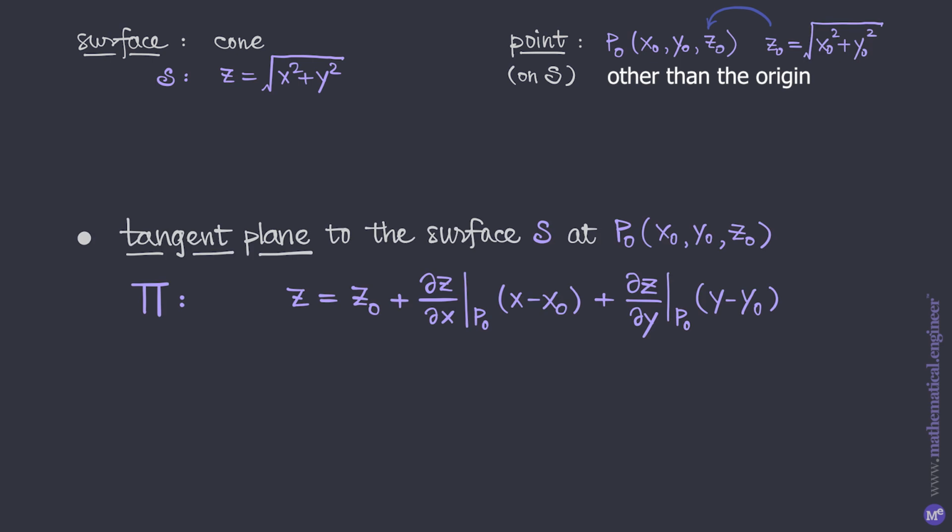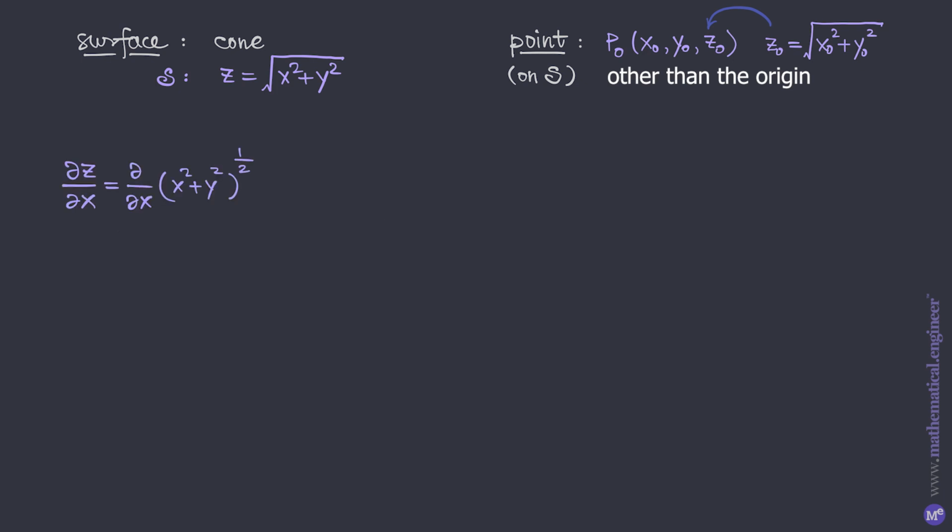Here is the general equation of the tangent plane to the graph of a function of x and y at the point P0. Let's call the tangent plane pi. As you can see, other than z0, we'll need the two first partials of z evaluated at P0. To compute the partials, we need to apply the chain rule because z is a composite function. The outer function is u to the power of 1/2, single variable. The inner function is x squared plus y squared, so multivariable.